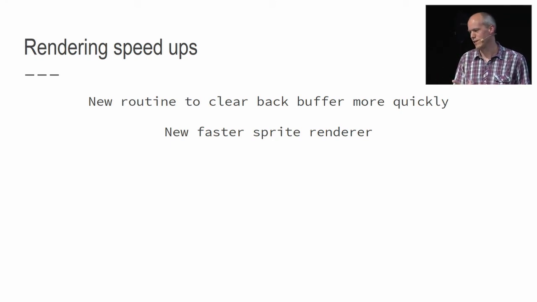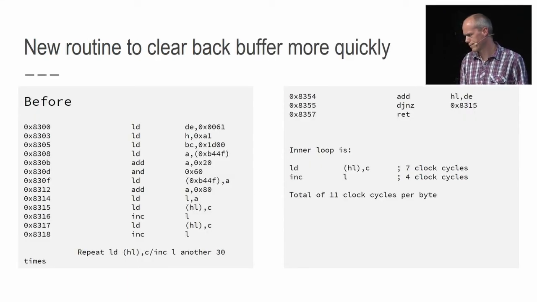The first stage of that was that you would clear the back buffer. So there's a big chunk of memory, you need to clear it. And then you can draw the new screen image on there. So the old routine to do this was horribly inefficient. The way it works is you set a pointer to the start of your back buffer, you get another register, you put naught in it, and then you copy that to the first byte, increase the pointer to point to the next byte, copy that to the next byte, increase the pointer. You keep doing that, and you do that a few thousand times. And it works, but it's quite slow.